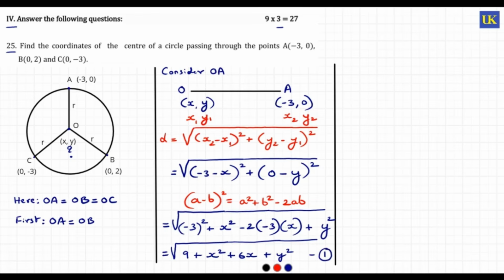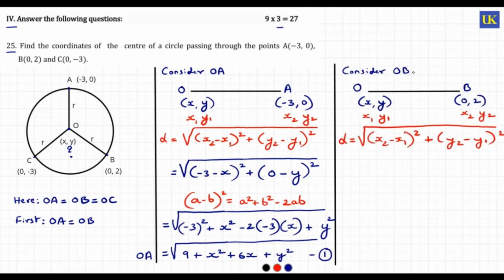Okay, all right. Now similarly, we will solve it for OB. So what we got here is the OA distance, right? This distance is for OA. Now we will find the distance for OB. We will find it here.